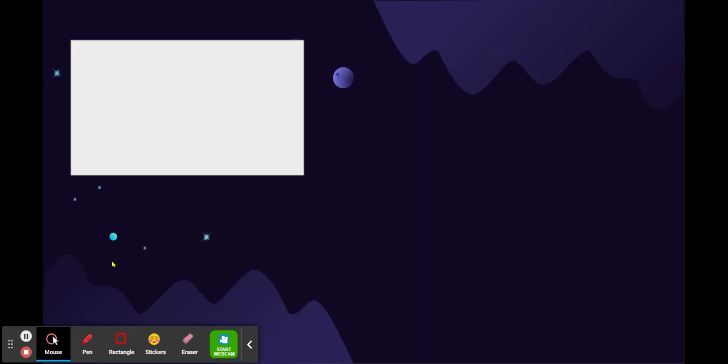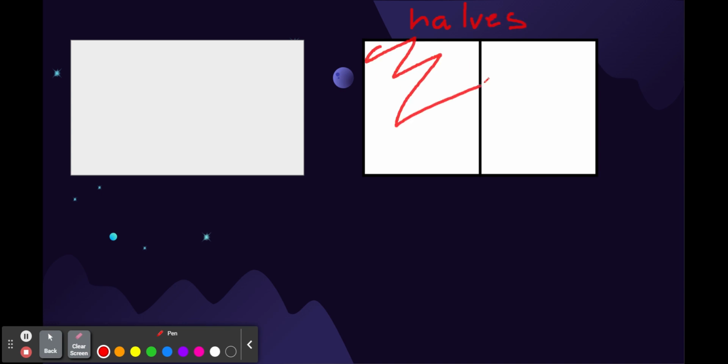All right. Now let's take a look at this rectangle over here, right? So I have one rectangle. Now, if I go ahead and separate my rectangle into two equal parts, I now have halves. I have now split my rectangle into halves. And I can go ahead and shade in one portion, and now I have 1/2.